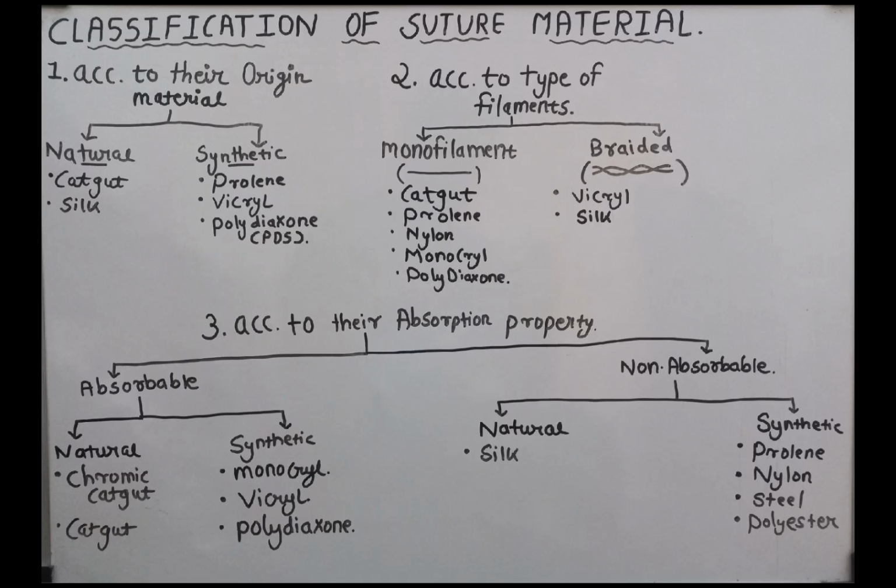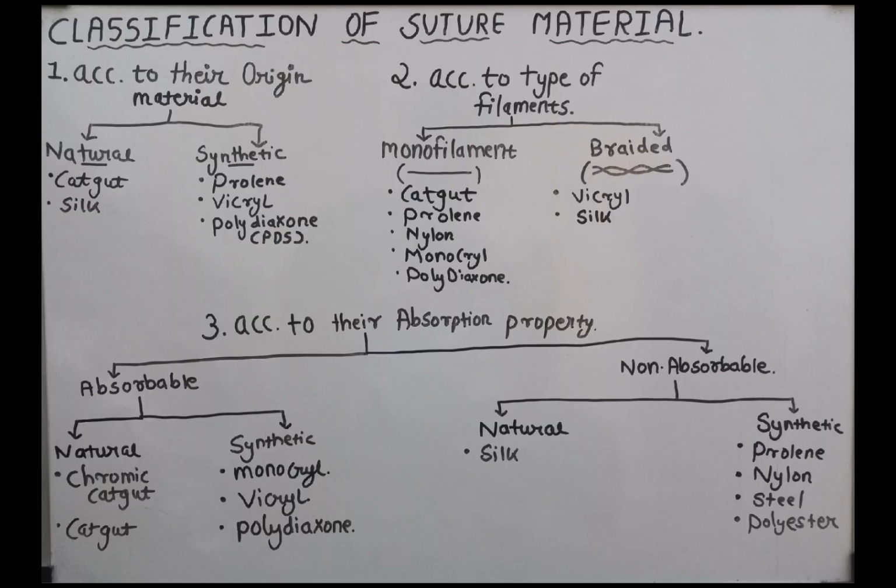The third mode of classification of the suture is according to their absorption property. According to their absorption property, they are divided into two subtypes: absorbable and non-absorbable sutures. Further, absorbable is also divided into natural and synthetic subtypes. Similarly, non-absorbable is also divided into natural and synthetic subtypes.